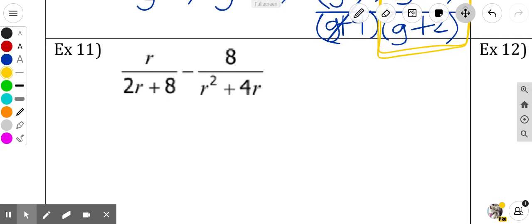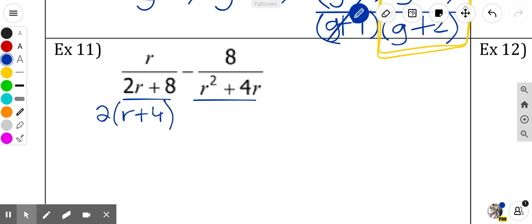Notice actually both denominators here can be factored. This one has a GCF, so does this one. So our first step is to factor the denominators. So over here, I'm going to take out a 2, and I'd have r plus 4. Over here, I'm going to take out an r. Let me get rid of these lines so they're not confusing. So we have r, and then r plus 4.